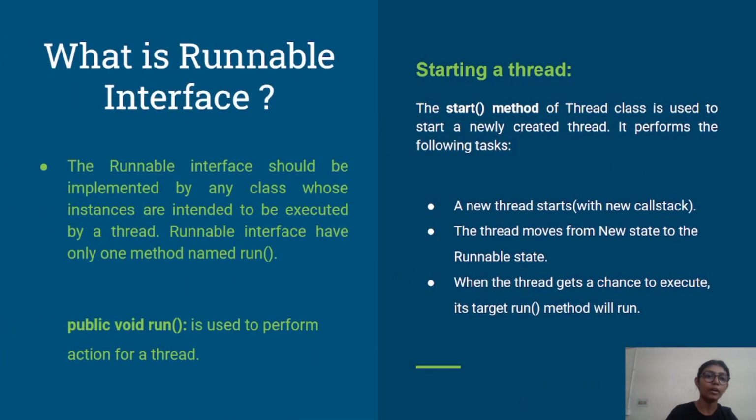And the next is, what is the Runnable interface? The Runnable interface should be implemented by any class whose instances are intended to be executed by a thread. The Runnable interface has only one method, named run. public void run is used to perform an action for a thread. Starting a thread: the start method of the Thread class is used to start a newly created thread. It performs the following tasks. A new thread starts with a new state. The thread moves from the new state to the runnable state. When the thread gets a chance to execute, its target run method will be run.